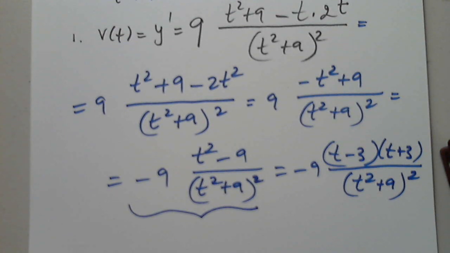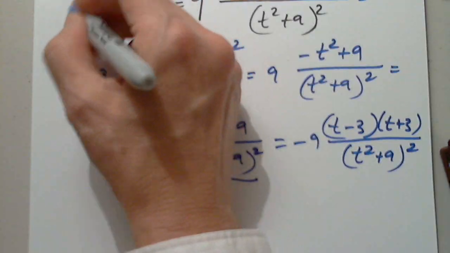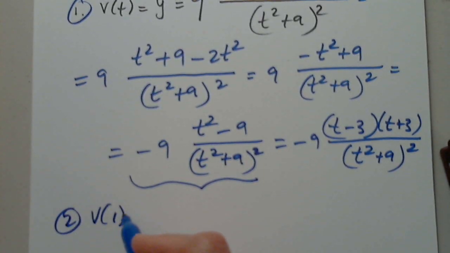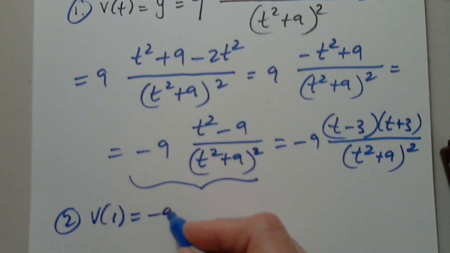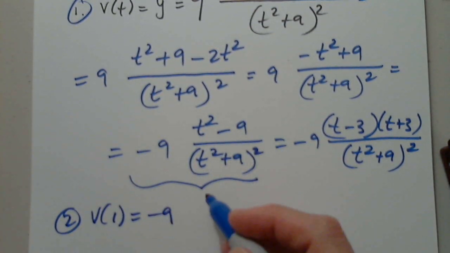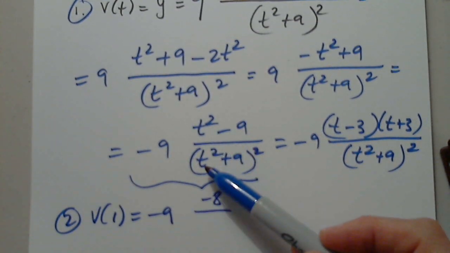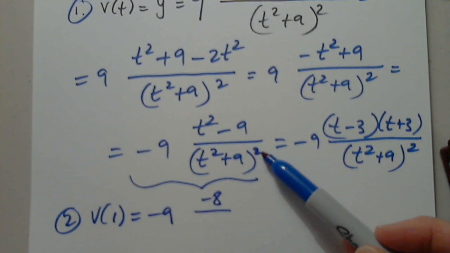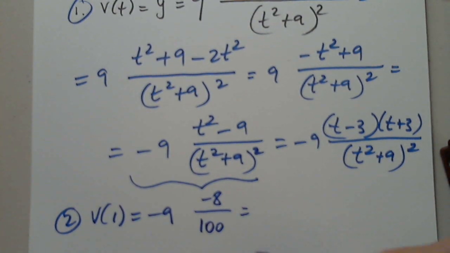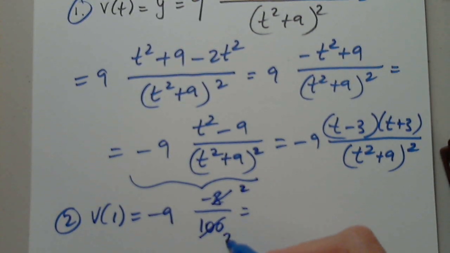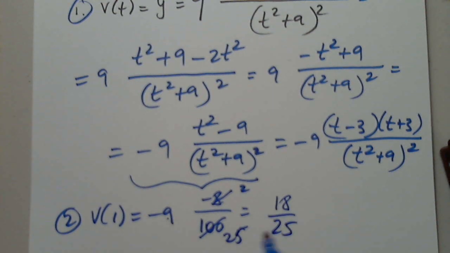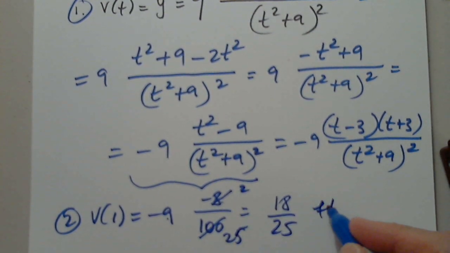Any questions, please? What is the velocity after 1 second? Okay, so part 2, velocity after 1 second. So there is a negative 9 in front. 1 minus 9 is negative 8. 1 plus 9 is 10. 10 squared is 100. So this is, I'll simplify by 4, so this is 18 over 25. It's velocity, so this is in feet per second.